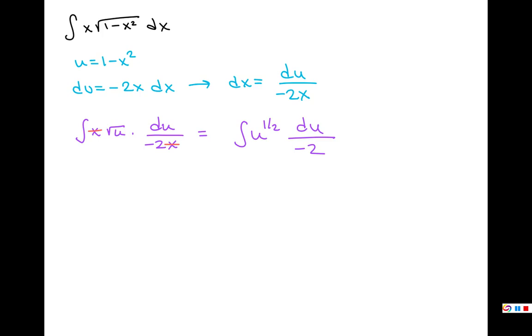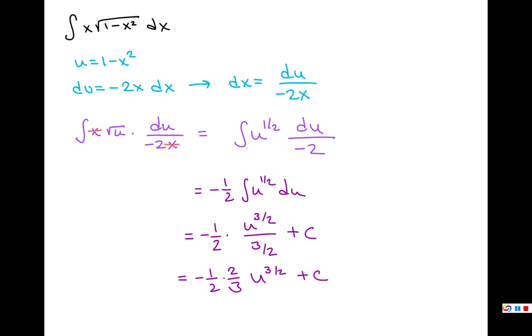Square root of u is the same thing as u to the 1/2. And then I'm going to take that divide by negative 2, that's a negative 1/2. I'm just going to pull that out front. And let's see, antiderivative, the negative 1/2 stays there. I add 1 to the exponent. So I get u to the 3/2 divided by 3/2, and then always plus c. Dividing by 3/2, I can flip that. It becomes times 2/3.